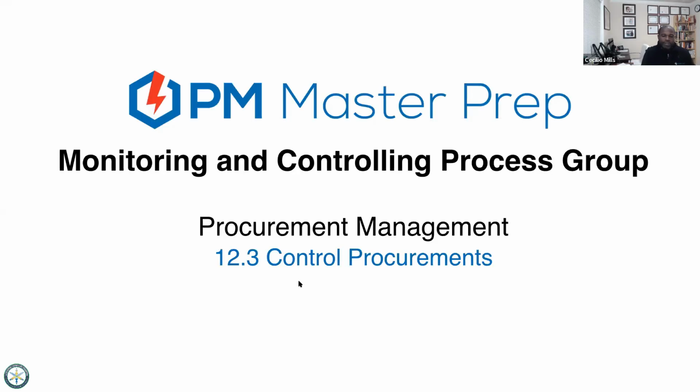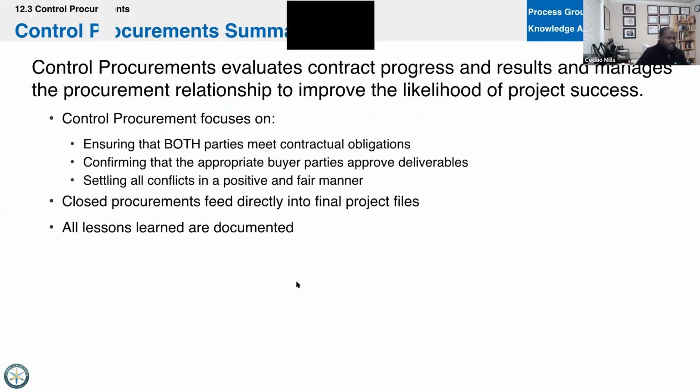Okay, so let's jump in. Let's finish these last three processes. So control procurements is exactly what it sounds like. It's making sure that your contractors are adhering to the letter of that contract. It's making sure that, if you've hired third-party labor, they're showing up on time and they're producing the results that you thought they would.